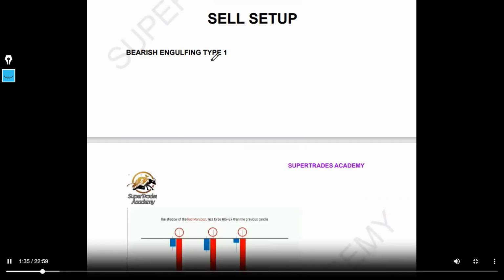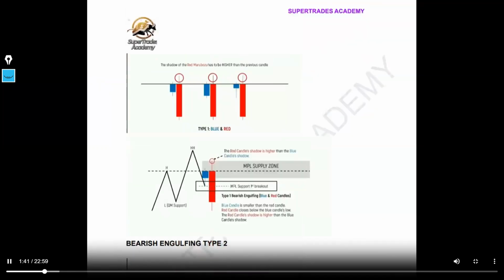Bearish engulfing type 1. There are different types of sell setups that I look for. First of all, the shadow of the red Marubozu has to be higher than the previous candle. It doesn't matter whether the previous candle has a long wick or a short wick. This shadow matters. These things are always there on the chart, but you don't see them. So you have to see that the shadow is longer than the previous wick.